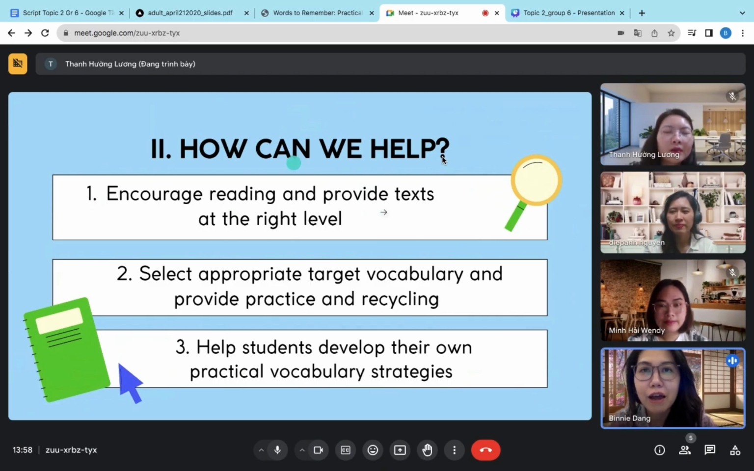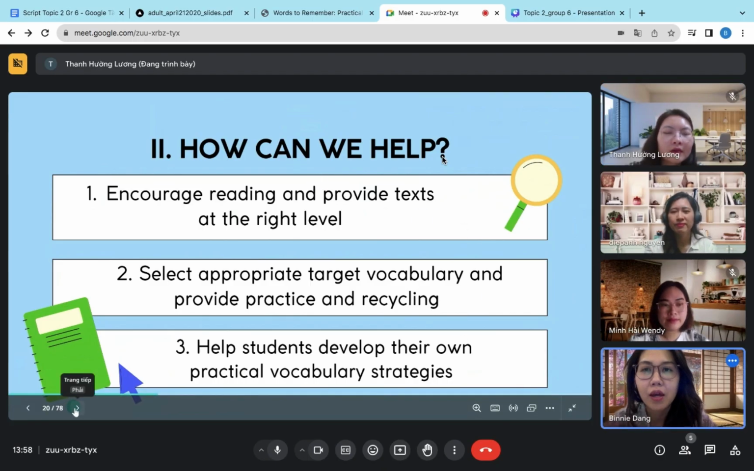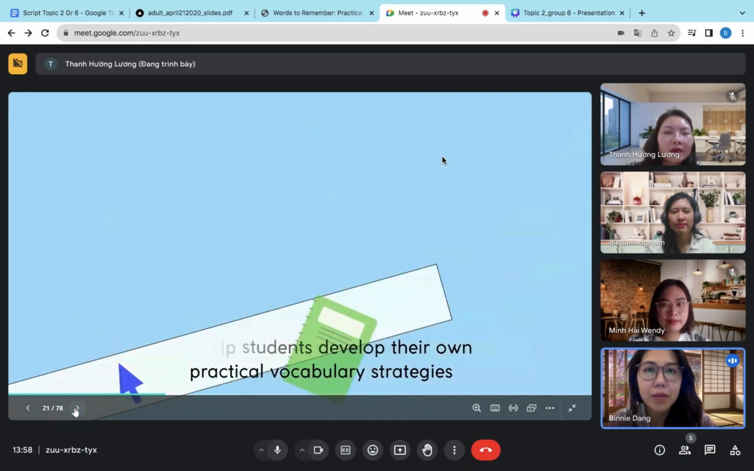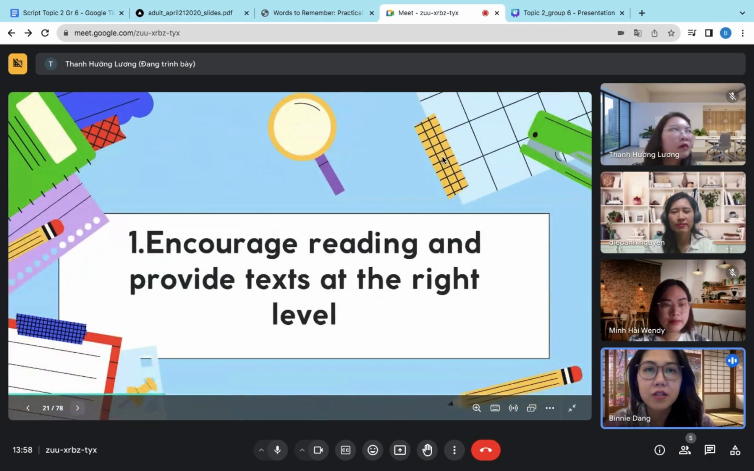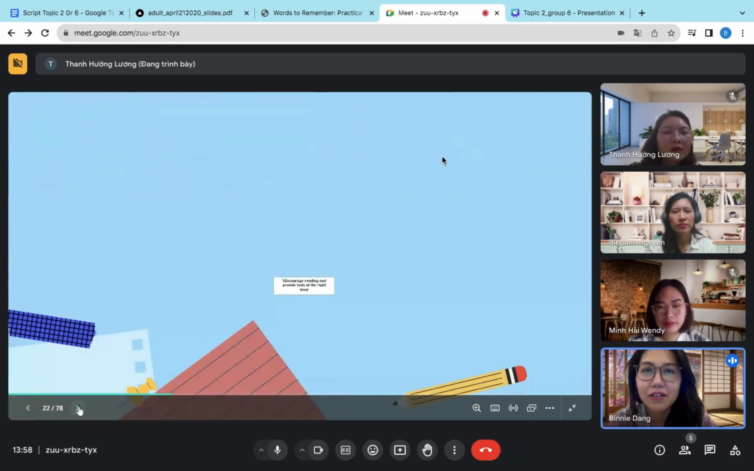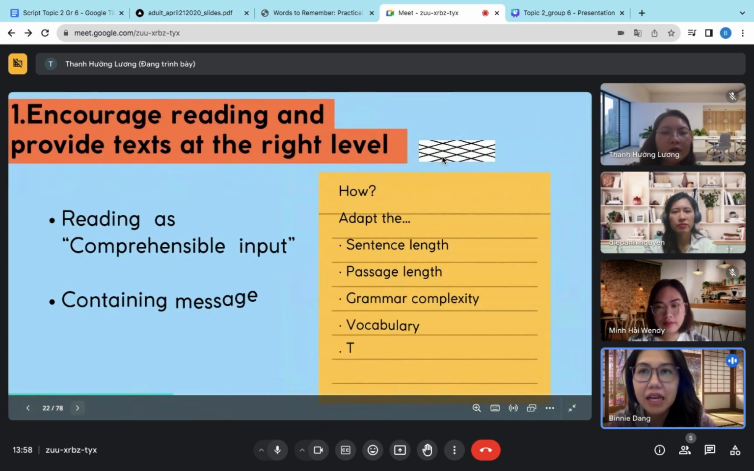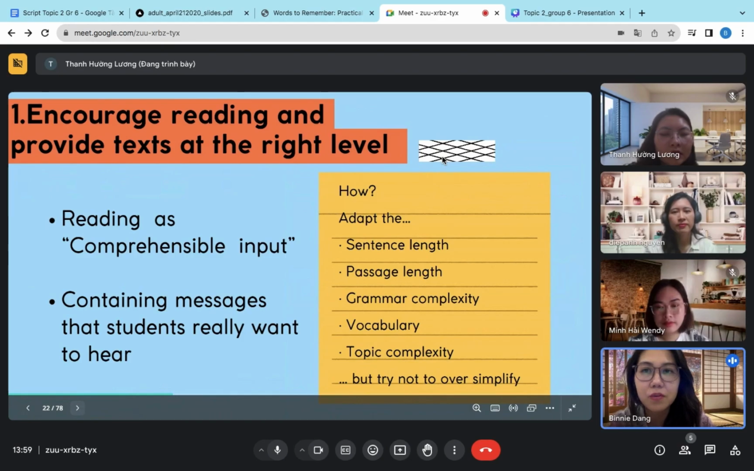Hello. Now I would like to share with you how to encourage reading and provide tasks at the right level of the student. First one, please change the next slide. Okay, so how to encourage reading and provide tasks at the right level of the student.